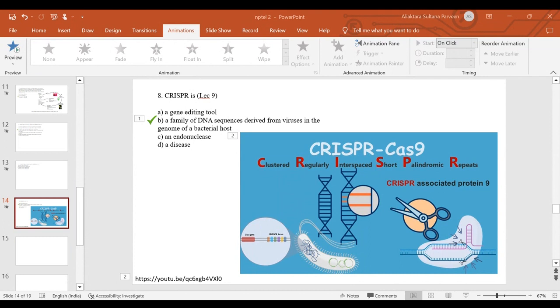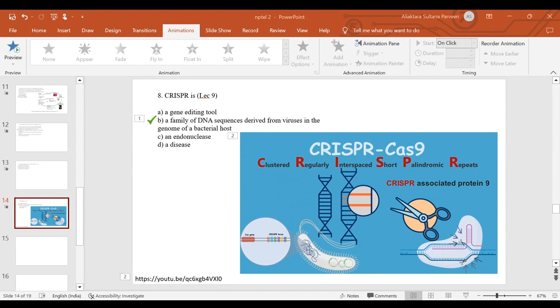The term itself is saying that clustered means there should be a cluster of genes, and regularly interspaced means there are regular spaces between them, and short palindromic repeats. And a palindrome, we all know, can be read the same from both sides. Like mom, M-O-M. If we read it from left to right, that would be mom, and if we read from right to left, that would also give mom. So that is known as a palindrome.